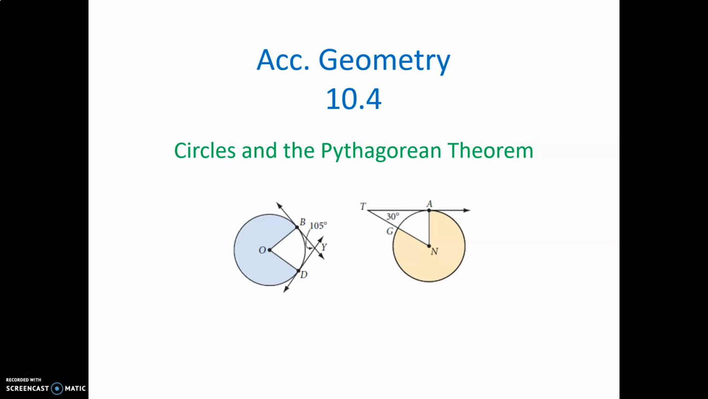Hi, this is Accelerated Geometry, Section 10.4, Circles and the Pythagorean Theorem. Today we're going to do Accelerated Geometry 10.4, Circles and the Pythagorean Theorem.